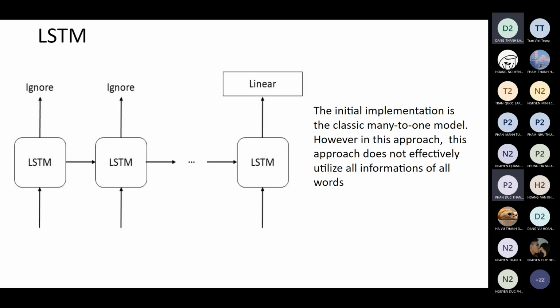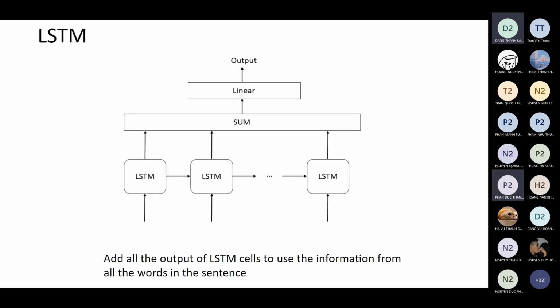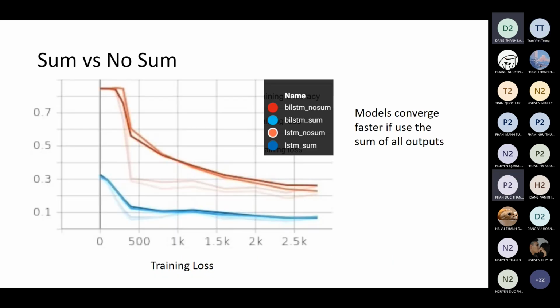So we come up with a second approach, which is to add all the outputs of all the cells and feed it into the linear layer. In this way, we hope we can utilize all the information from all the words in the sentence. So now I will compare the results of the two approaches.